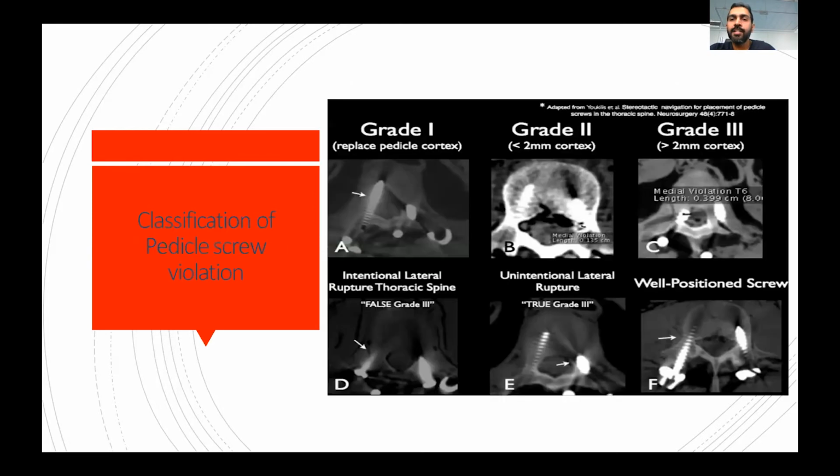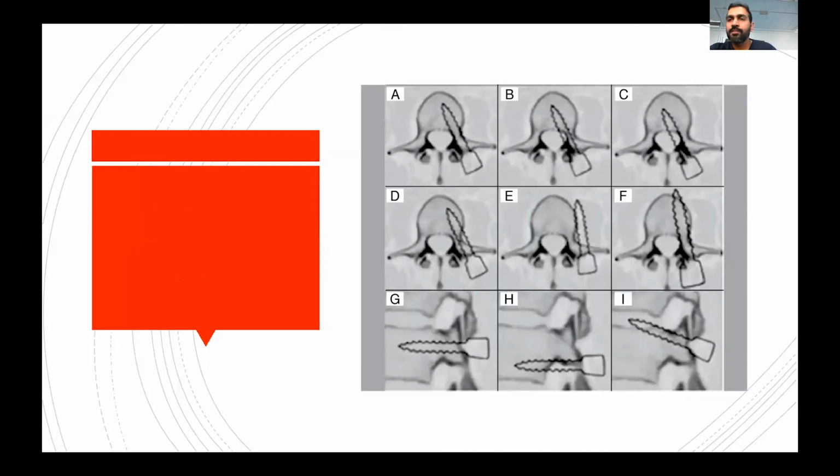This slide shows the classification of the pedicle violation. In grade 1, the pedicle is replaced by the screw. In grade 2, less than 2 mm of the cortex is breached. And in grade 3, more than 2 mm of the cortex is breached. This slide also shows the grading.